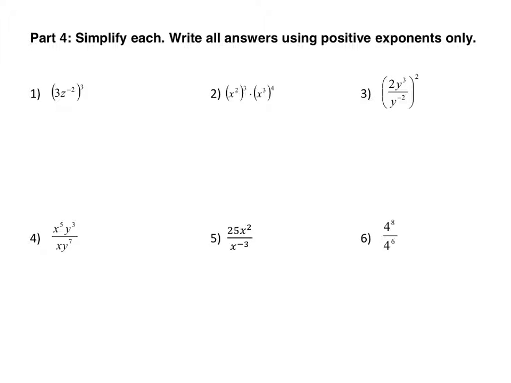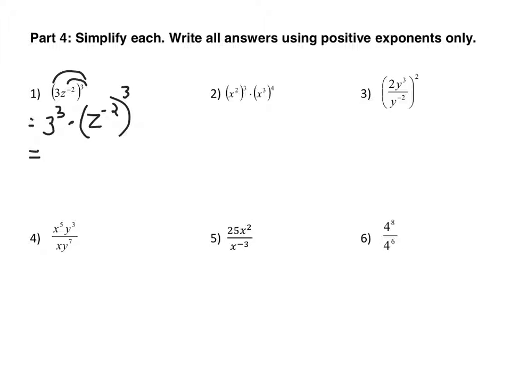Alright, so this page, not many people got all 6 of them correct. These are tricky. There's just a lot of room for error in problems like this. The most common mistake here is students did not apply the exponent of 3 to the coefficient of 3. So which is why I always suggest rewrite this. Applying that exponent to both pieces on the inside, you get 3 to the 3rd power times z to the negative 2 raised to the 3rd power.